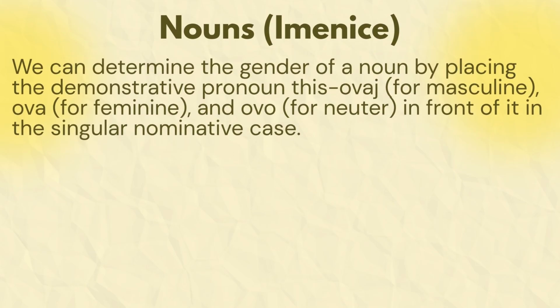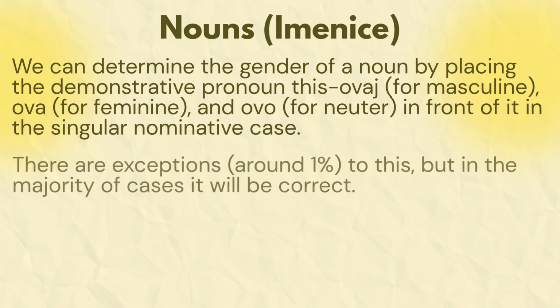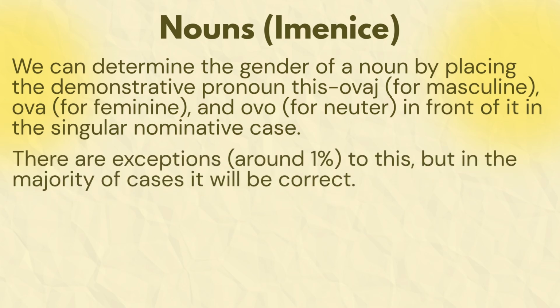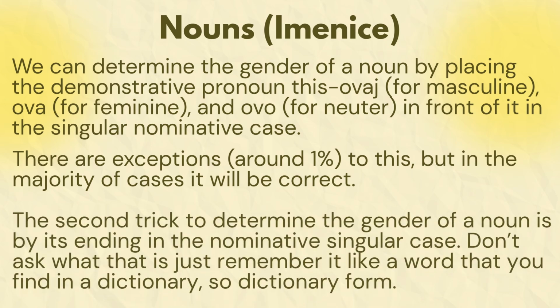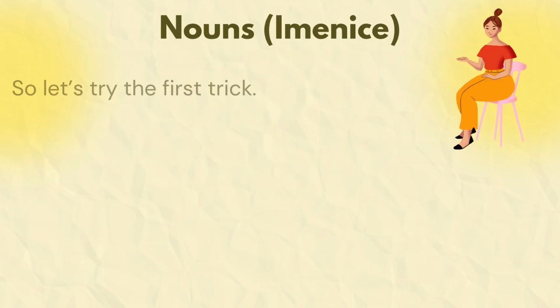We can determine the gender of a noun by placing the demonstrative pronoun this, ovaj, for masculine, ova for feminine, and ovo for neuter, in front of it in the singular nominative case. There are exceptions, around 1% to this, but in the majority of cases it will be correct. The second trick to determine the gender of a noun is by its ending in the nominative singular case. Don't ask what that is, just remember it like a word that you find in a dictionary, so dictionary form. So let's try the first trick.